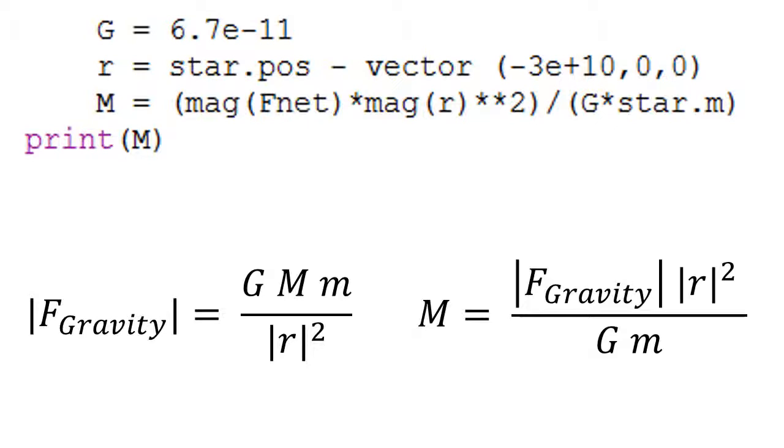Since the only force acting on the star is the force of gravity, we can set Fnet equal to the force of gravity. This means that Fnet equals GMm over the magnitude of r squared. Solving for big M, which is the mass of the black hole, we find the equation that M equals Fnet times r squared over Gm. Finally, we tell the program to print the mass of the black hole after the code is finished.